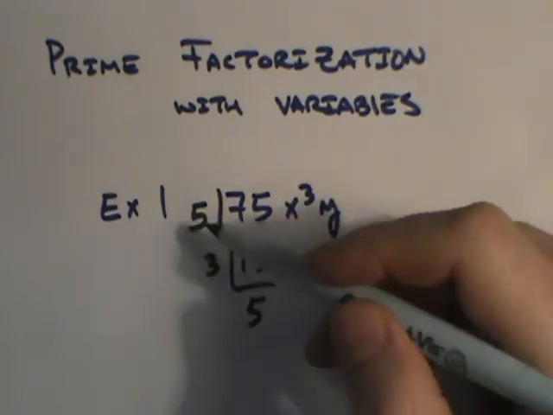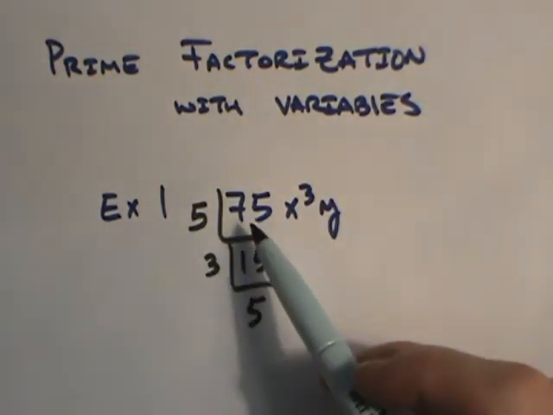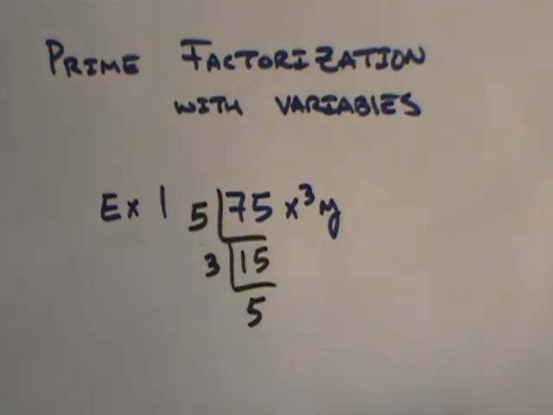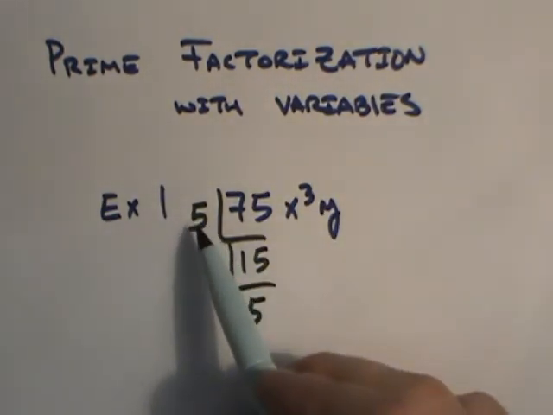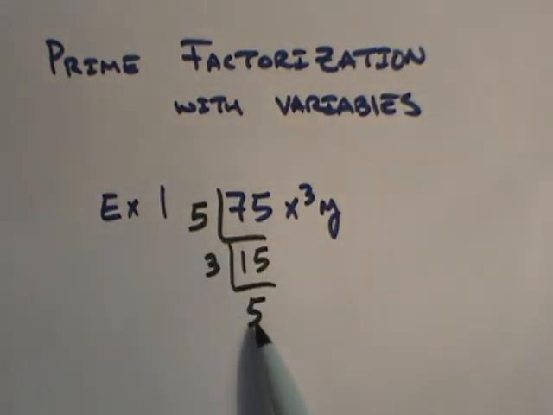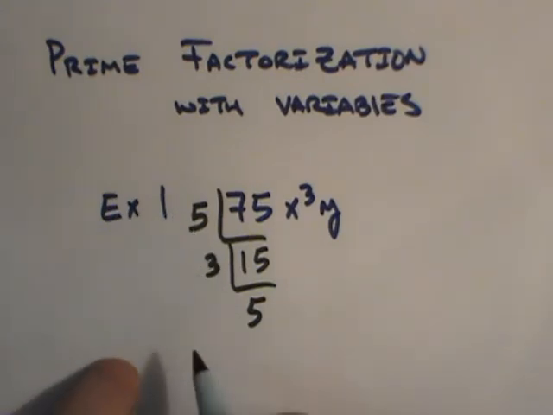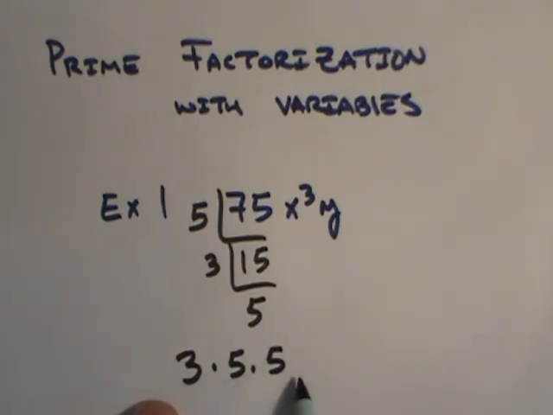I intentionally went out of order here because I wanted to show that if you don't recognize the first number that divides it and you just pick any old number, that's fine as long as what's outside here is prime. And then when you list your prime numbers, you would say something like 3 times 5 times 5. So you would order it from least to greatest.